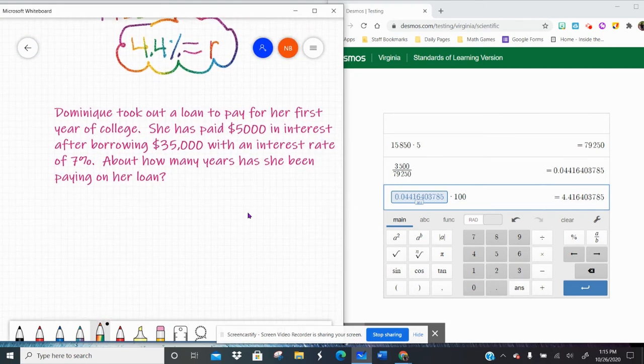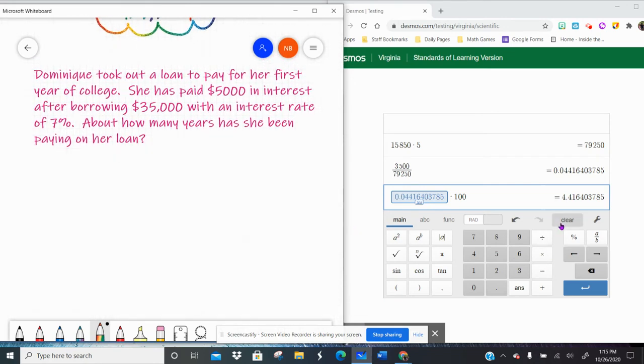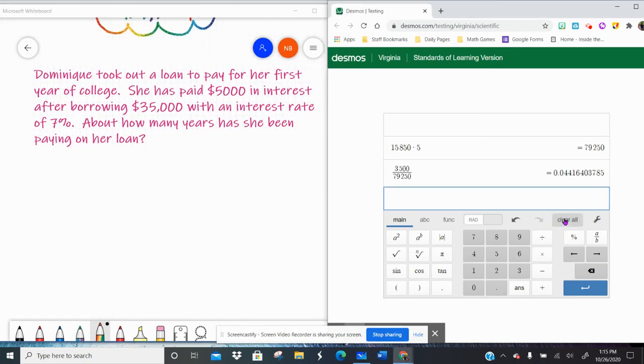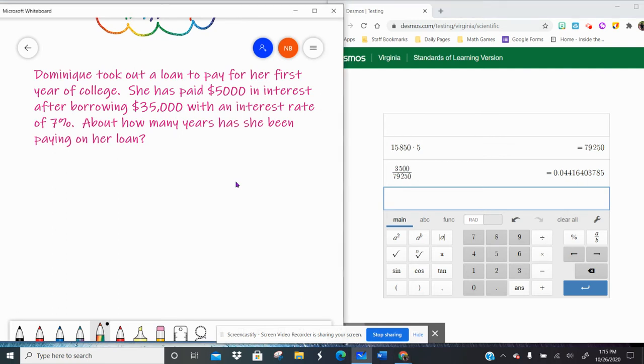All right, let's look at one more together where we have to work a little bit backwards. It says Dominique took out a loan to pay for her first year of college. She paid $5,000 in interest after borrowing $35,000 with an interest rate of 7%. About how many years has she been paying on her loan? So let's highlight the different things. The 5,000 is the interest. She borrowed 35,000. That's the principal, and we know the rate.